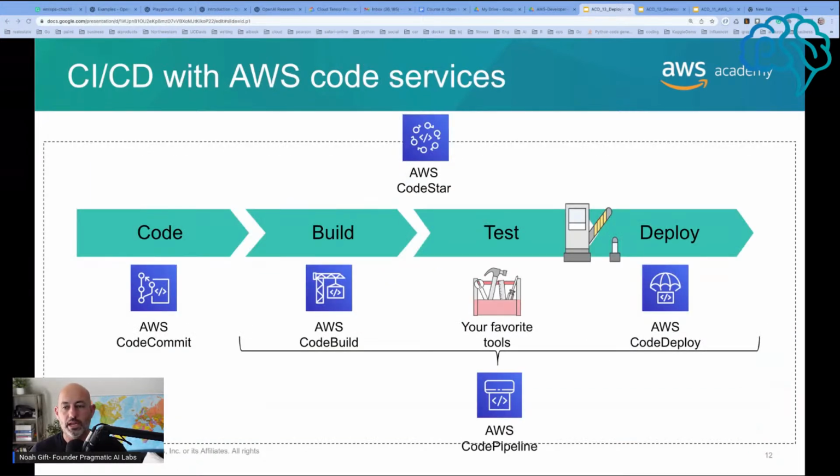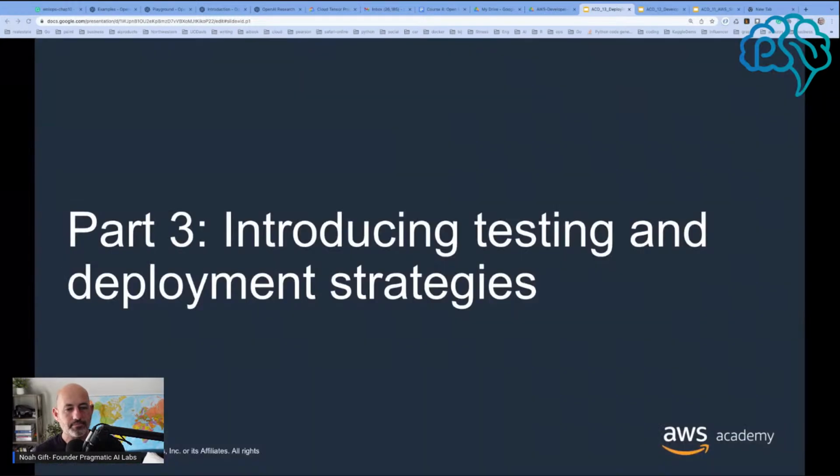And so with AWS code services, if you wanted to use only AWS services, you could use, for example, CodeStar, which is a cloud-based development service. You could also use CodeCommit, which is source control. You could use CodeBuild, which is a fully managed continuous integration service. I mostly use CodeBuild of these, and there's also CodeDeploy, which is a fully managed deployment service. But you could use all of them together to do CI/CD.